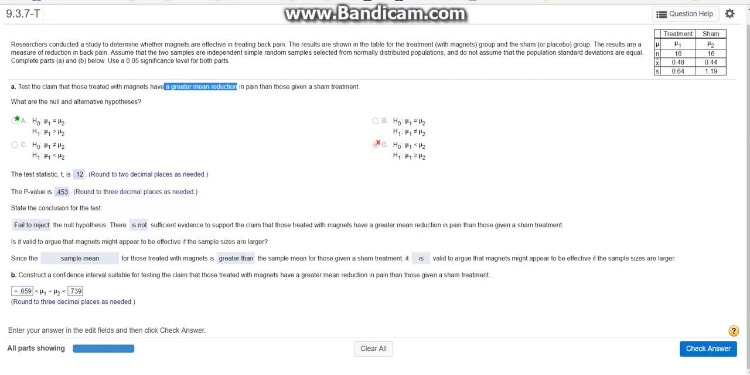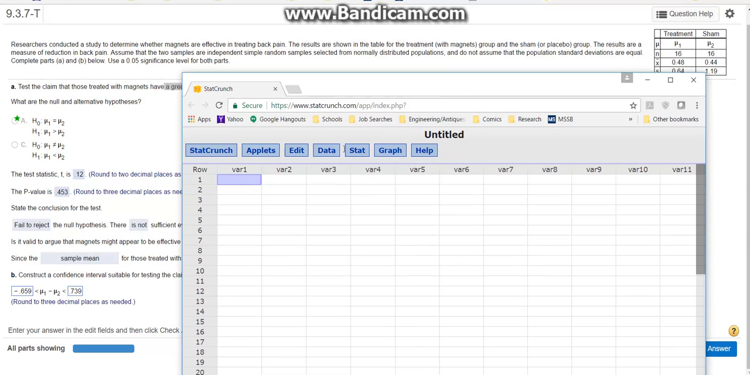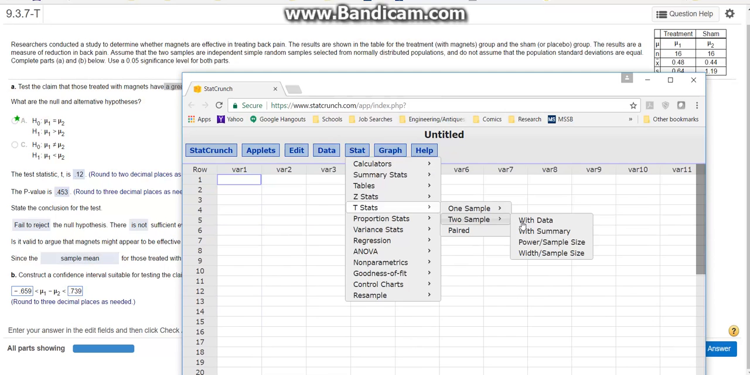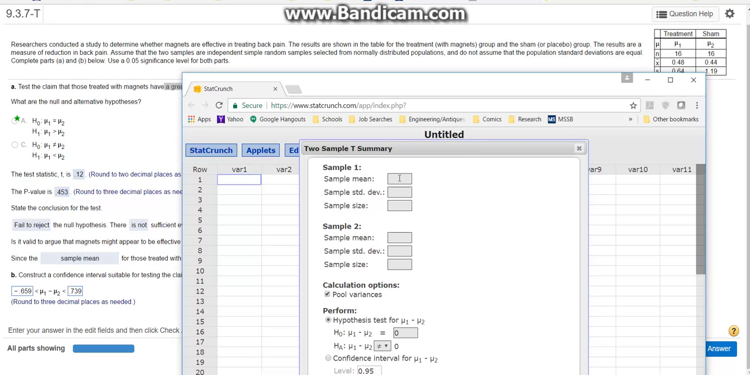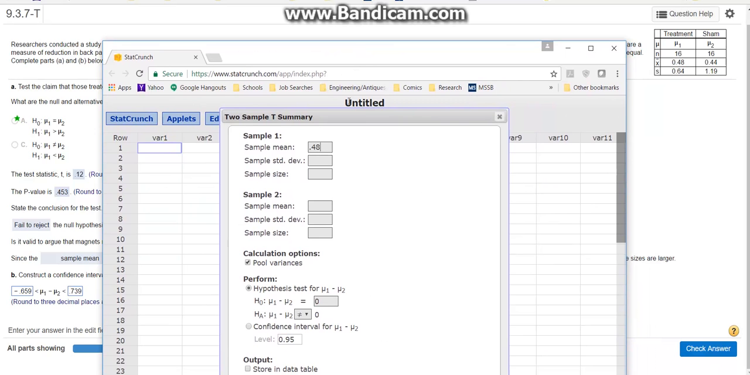Let's do the test statistic and the p-value using StatCrunch. So go to Stat, T Stats, Two Sample, With Summary. The values are right here. The mean is 0.48. Standard deviation is 0.64. Sample size is 16. Second group, 0.44. Standard deviation, 1.19. And the sample size is again 16.